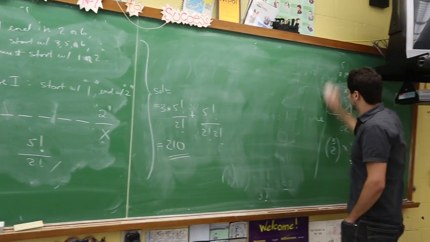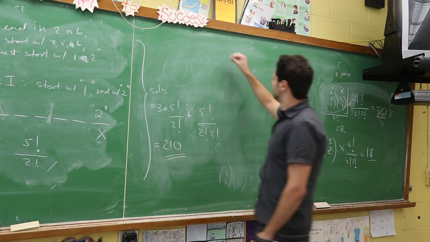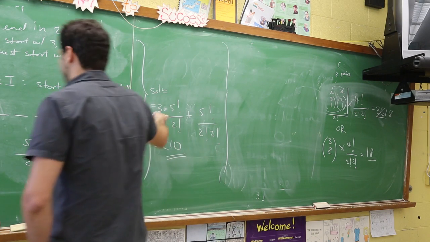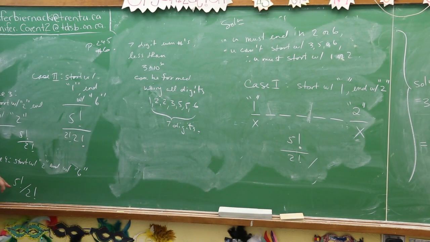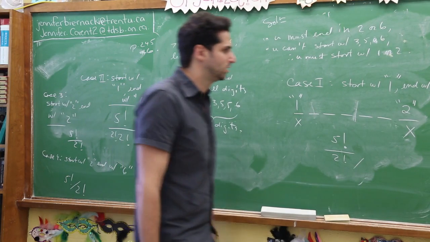Hang on. Aaron? Where did the 3 come from? Oh, because this is the same thing. You add up all the cases, right? So, look. 5 factorial over 2 factorial plus 5 factorial over 2 factorial plus 5 factorial over 2 factorial plus 5. Okay. Just 3 of them.